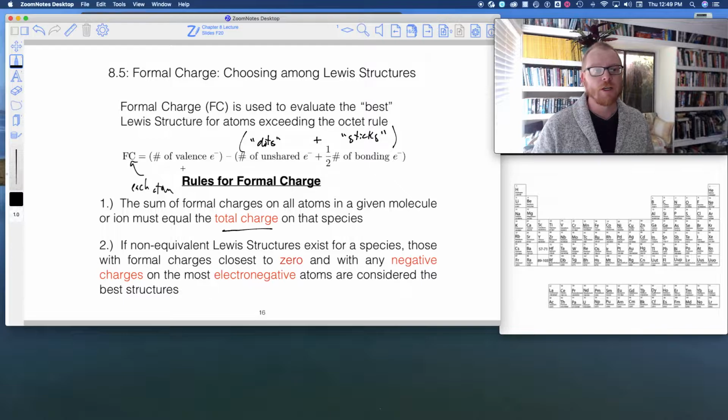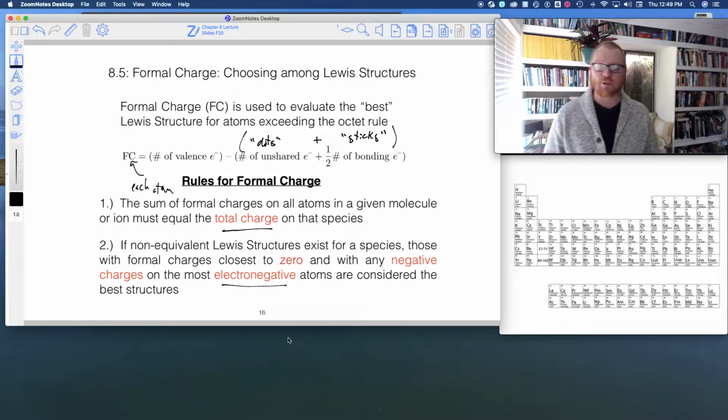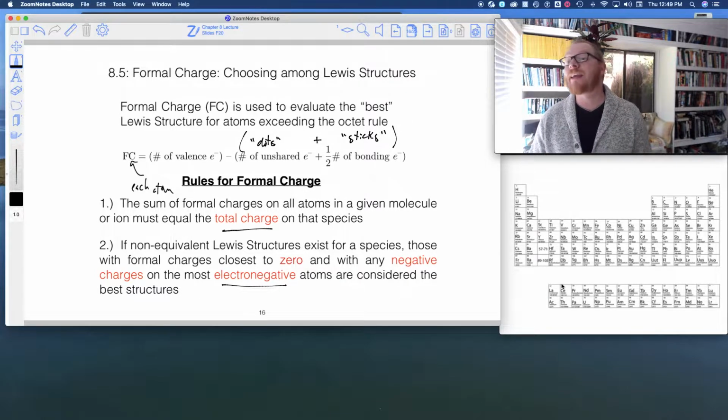Number 2, if non-equivalent Lewis structures exist, those with formal charges closest to 0 are good, and negative formal charges on the most electronegative elements are also considered good. So for example, if you draw a structure and something like oxygen or fluorine has a +1 formal charge, that's no bueno. Oxygen and fluorine are super electronegative. They don't want to be positive, they want to be negative. Okay?